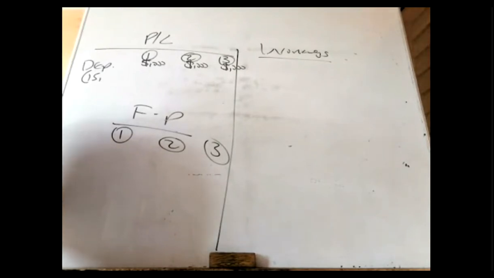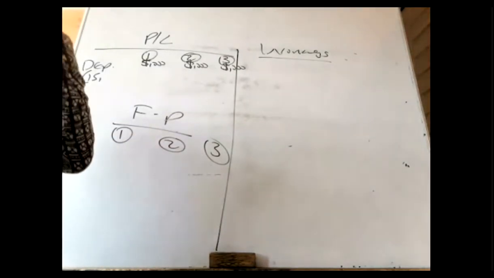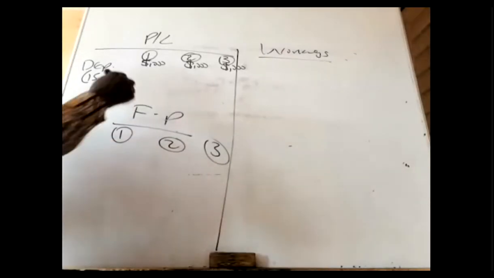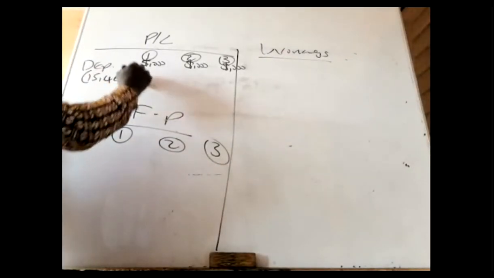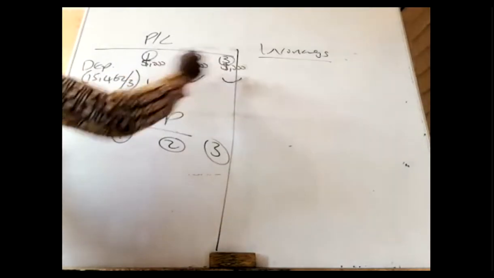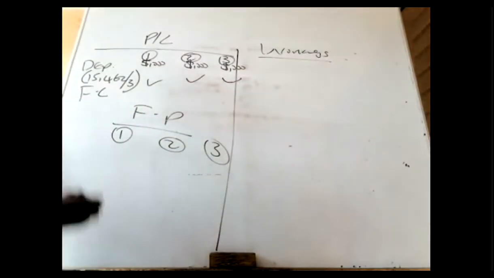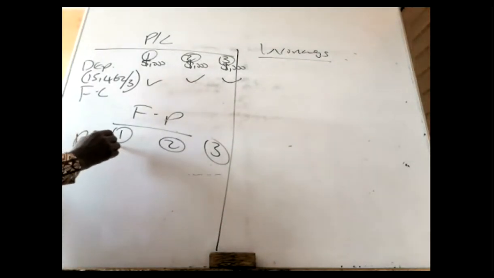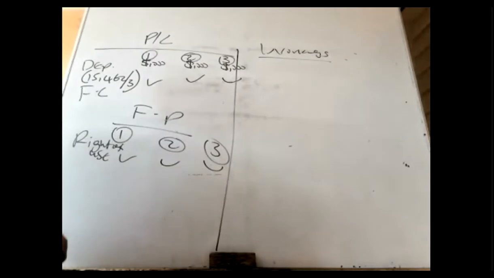Depreciation is the cost of right of use divided by the shorter of the lease term and the asset's useful life. So select the shorter. Here we're going to use the lease term, which is 3 years. So the amount is 15,462 divided by 3. Any answer that you get, kindly key it in. The finance cost we can calculate. Then you go to the financial position and record the right of use, the current amount.